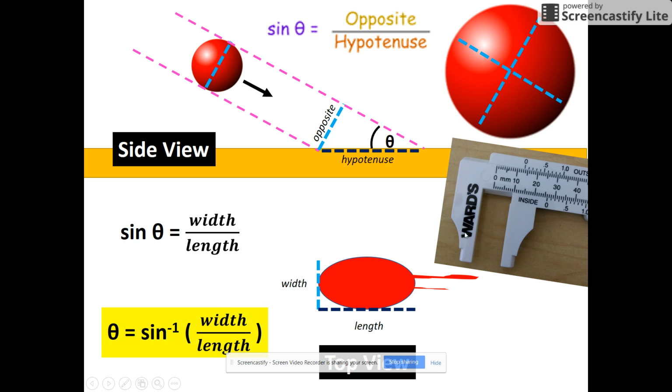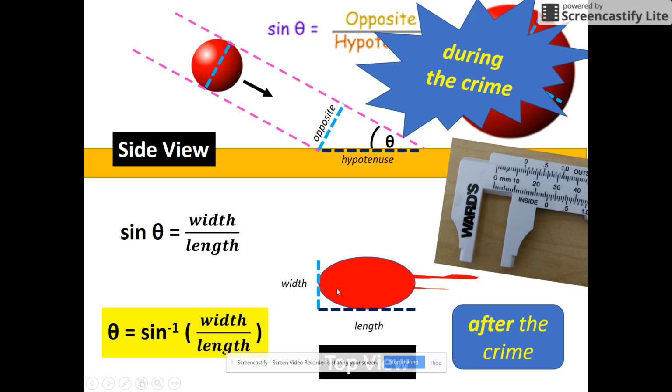How do we get the width divided by the length? We use those special calipers for measuring very exactly. How do we use a crazy equation like this? You can use a scientific calculator and you can figure out the angle, the impact angle of a blood drop, if you know the width and length of that blood drop. Okay?